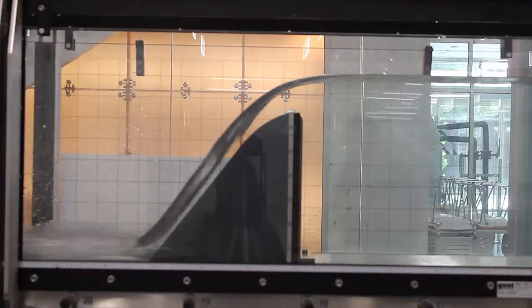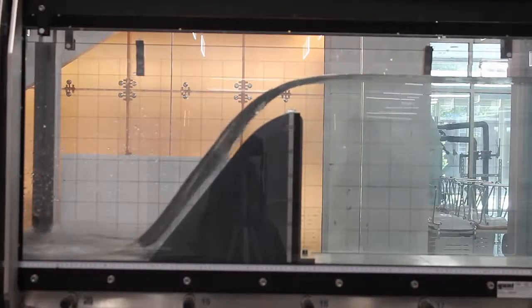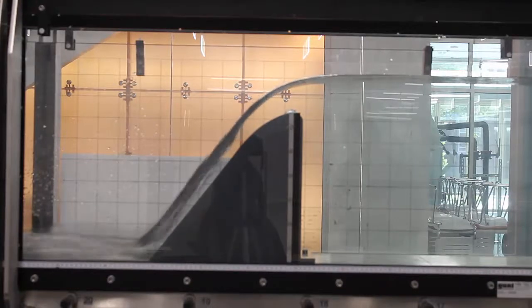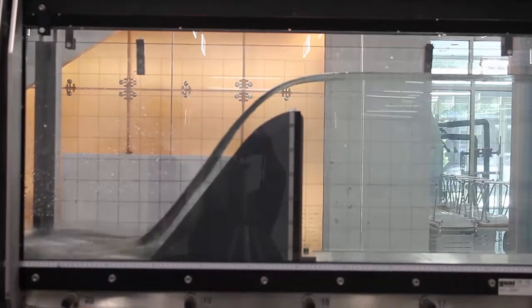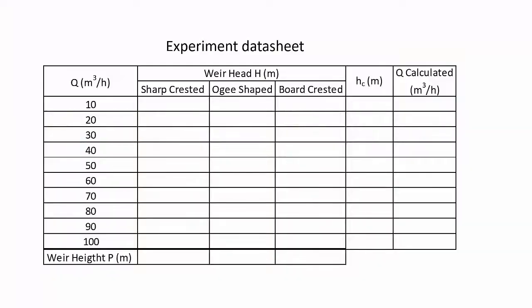Once you finish all your measurements using these two weirs and try it at different flow rates, the TA will help you to switch the sharp crest weir to an ogee weir. You just need to repeat the measurement using the ogee weir. In order to get enough data to complete the discharge rating curve of weirs, you need to repeat the same measurement for different discharge values from 10 to 100 cubic meters per hour at a step of 10 and finish the datasheet.